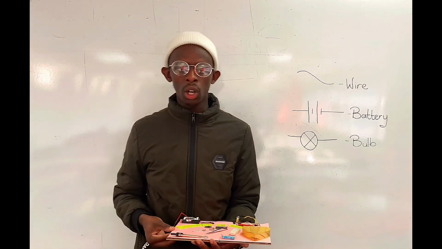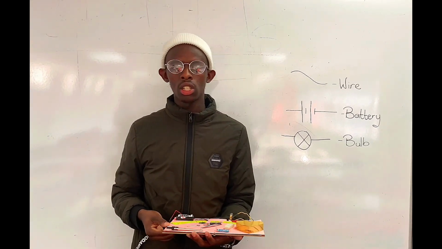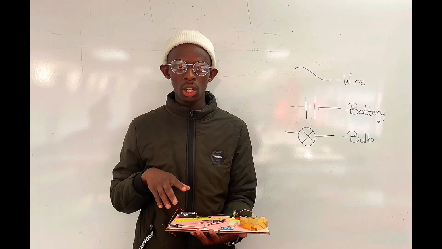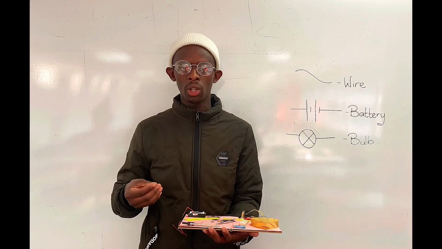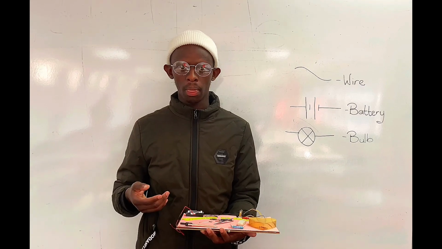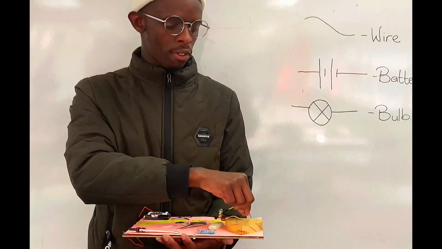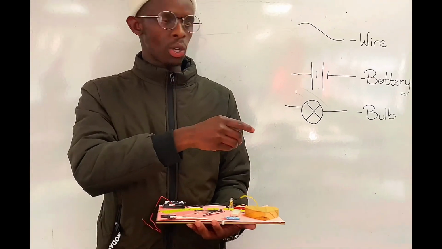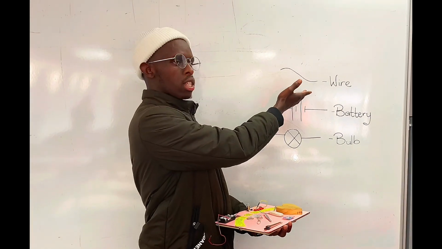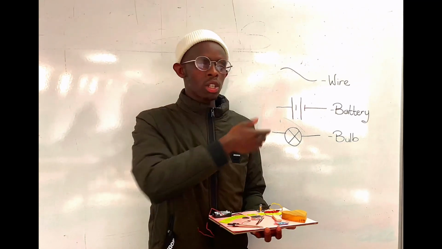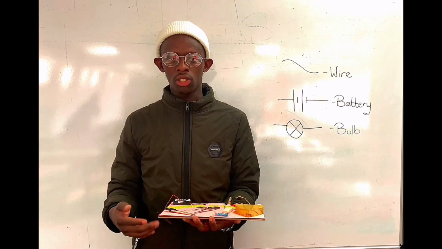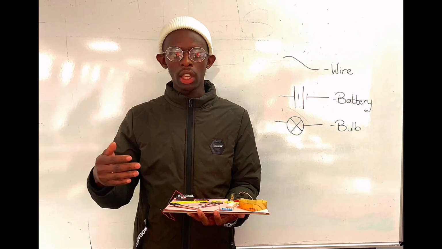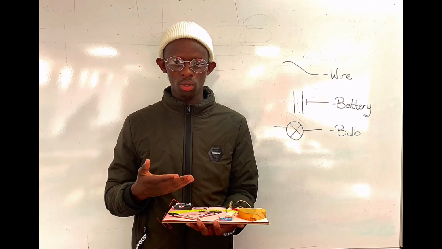The function of a battery is to supply the electric circuit with power, or we can say it provides us with electrical energy. And then lastly, we have the wire. So the wire is simply like this. The function of a wire is to connect the components of an electric circuit together and allow the electric current to pass through.